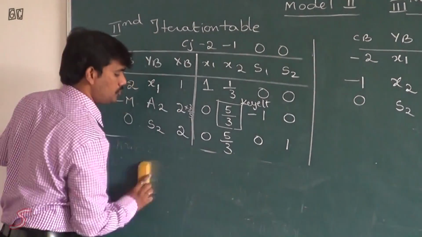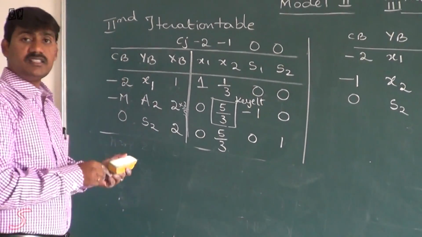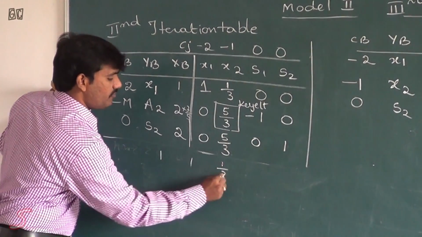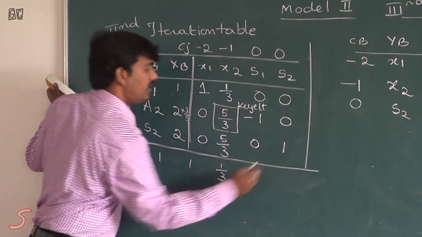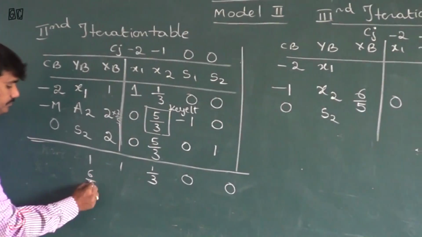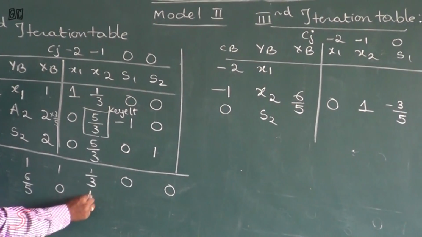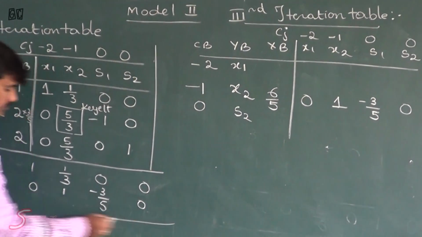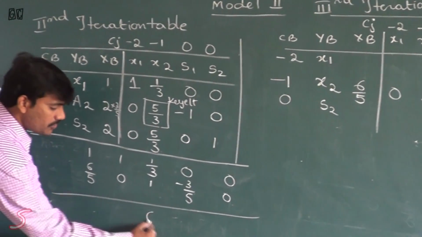Now first you have to choose the variable that is 1 by 3. So simply you have to copy here 1, again 1 by 3. Again we have 0 and again 0. With the help of a key row, that is 6 by 5, 0, again. So we have to get 0 here.